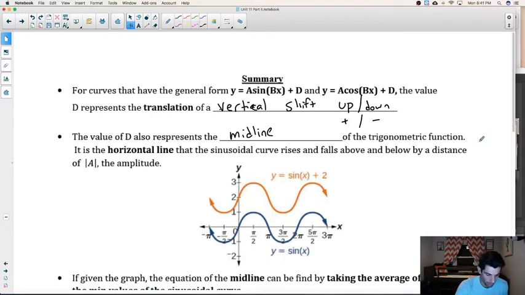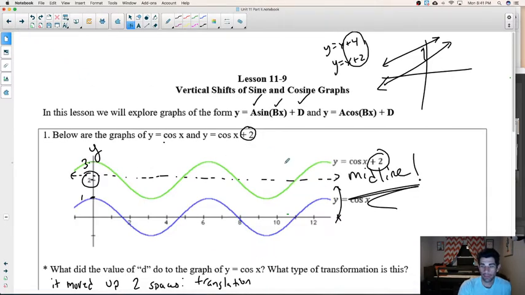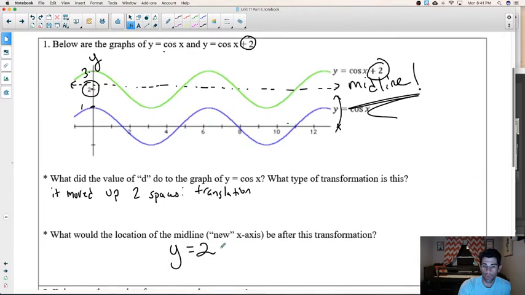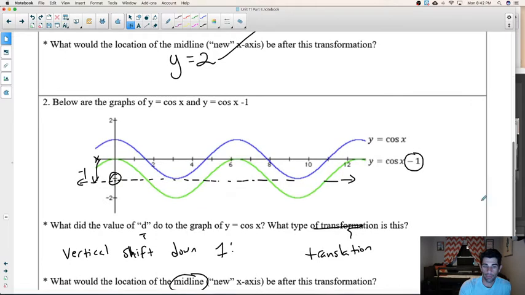Okay. So in this particular case, midline, remember, is in the equation of y equals whatever that d value is. And if you look at the last examples we did, in this first one we said that the midline was y equals 2. There it is there. And in this one we said that the midline was y equals -1, which it is down there.